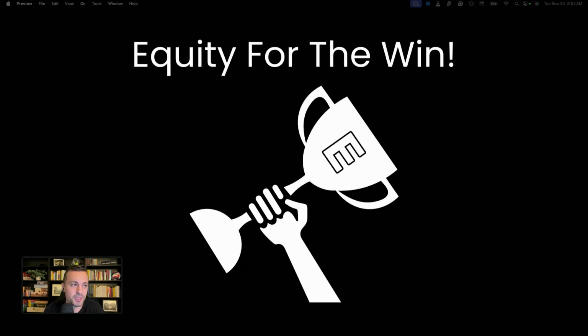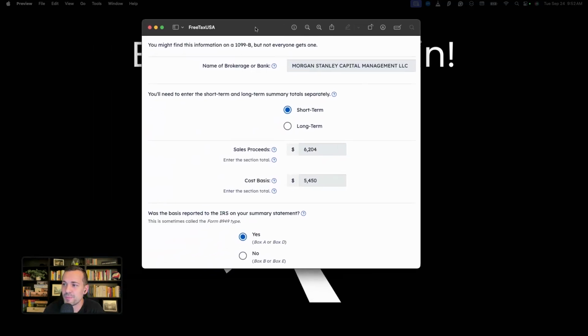So this is Free Tax USA. Whenever you go to enter stock plan transactions or stock transactions, this is what it looks like. This is the questionnaire it gives you. So it says, okay, what was the name of the brokerage or bank? Was it a short-term or long-term transaction? What were the sale proceeds? And what was the cost basis? And this is, I believe, the reported cost basis.